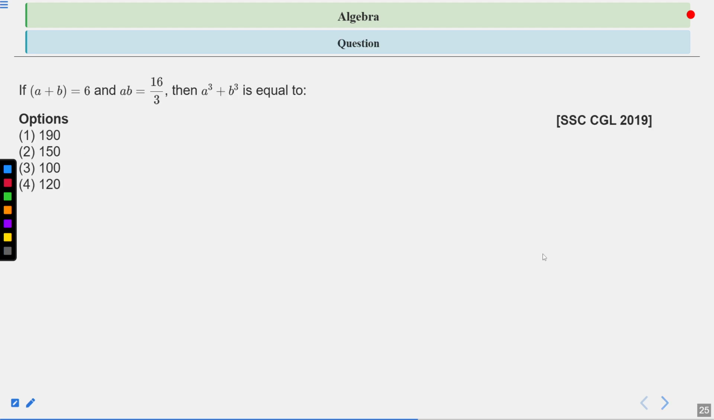If a plus b equals 6 and a into b equals 16 by 3, then what is the value of a cube plus b cube? This question was asked in the SSC CGL 2019 exam. There are 4 options. First one is 190, second is 150, third one is 100, and fourth one is 120. Now you have 10 seconds to analyze the question. Your time starts now.